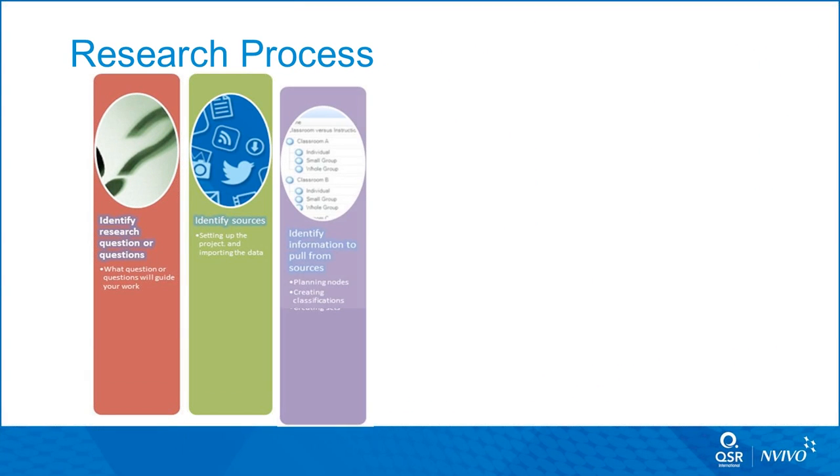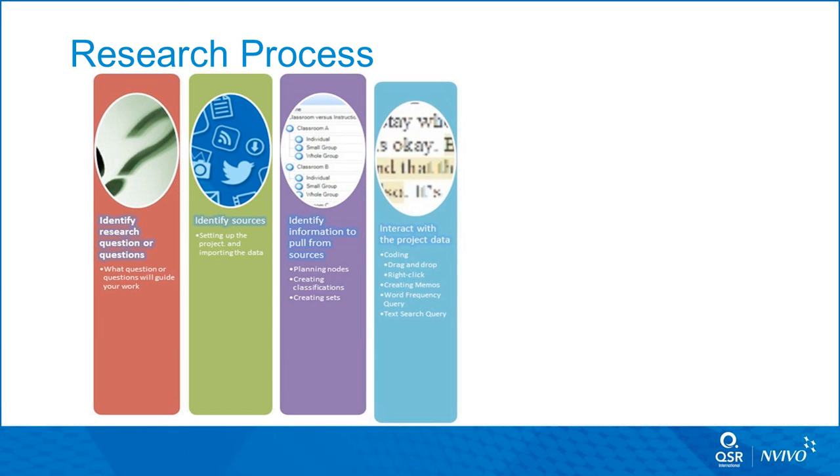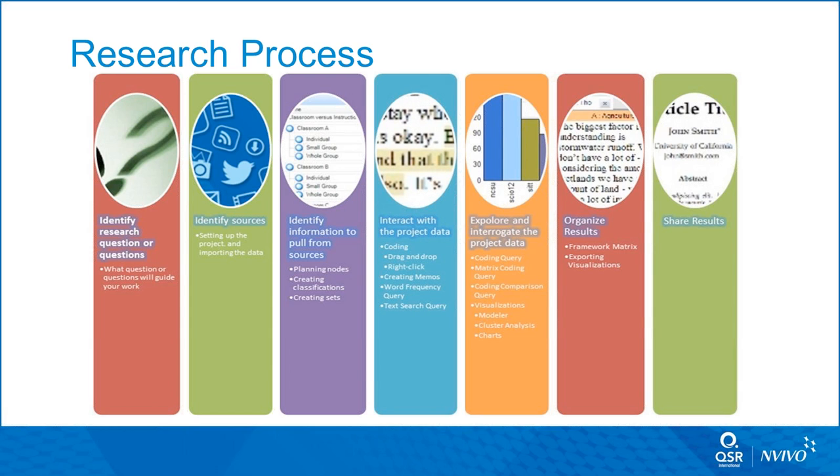In qualitative research, there are a number of different methodologies, core pieces that cut across these methodologies, from the process of being able to identify your research question or area of interest, looking at sources, identifying the information you need to pull from those sources, interacting with your project data, exploring or interrogating your project data, organizing results, and being able to share those results. NVivo has capabilities that can help with the core of this process.